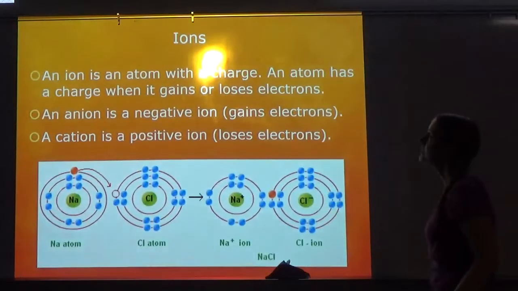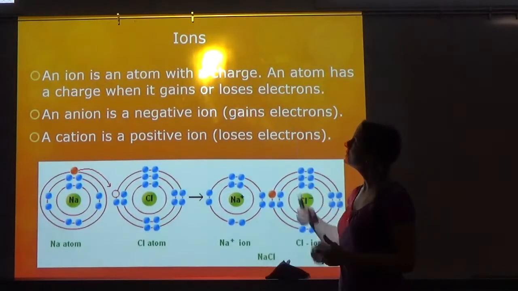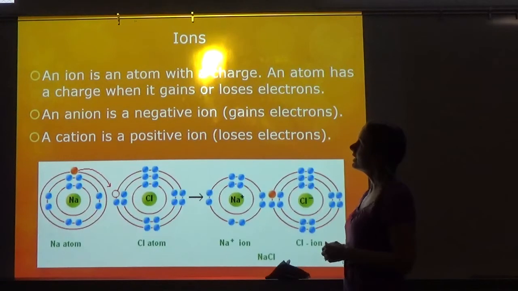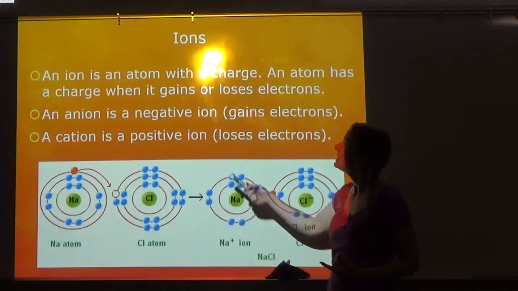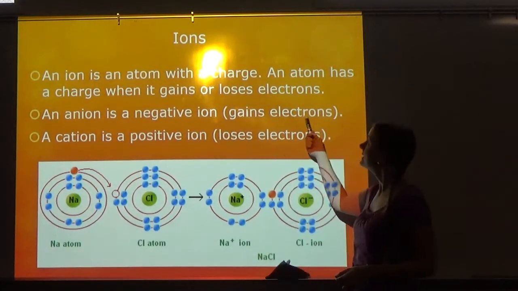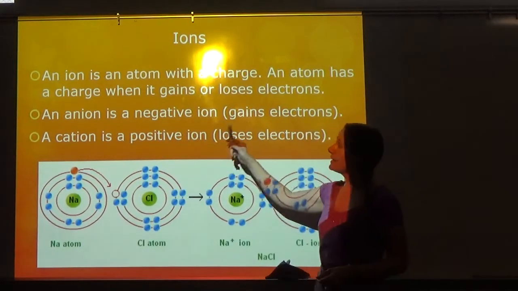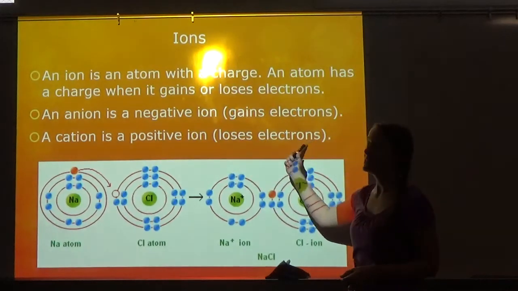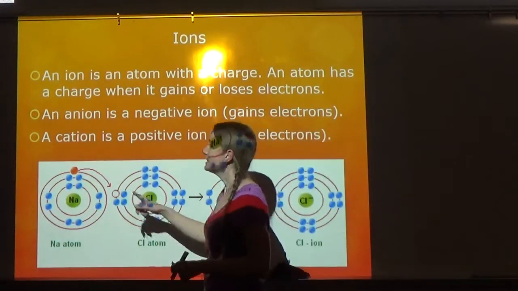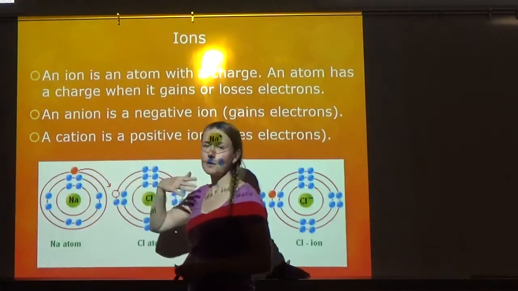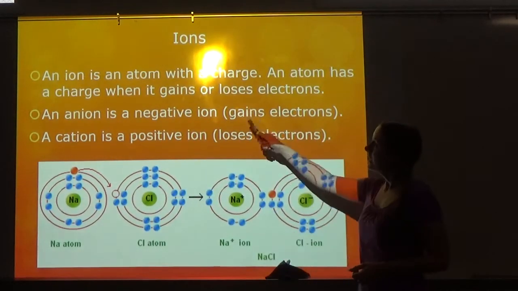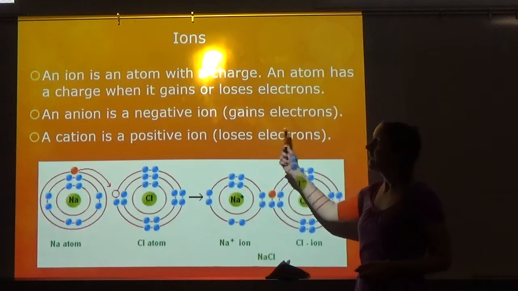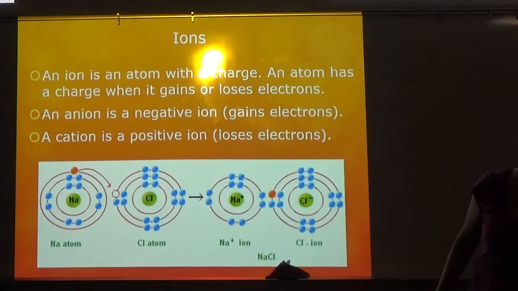All right, so the next thing we're going to talk about are ions. So an ion is just an atom with a charge. An atom has a charge when it gains or loses electrons. So an anion is a negative ion, which means it has gained electrons. And a cation is a positive ion, which means it has lost electrons. So I like to say the T in cation looks like a plus sign, so it's positive. All right, so an anion has gained electrons, a cation has lost electrons.